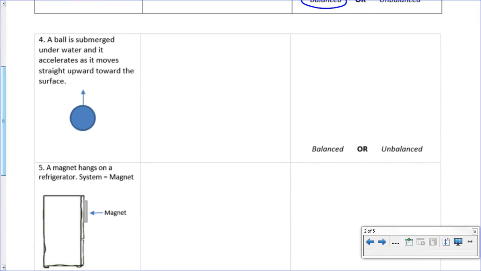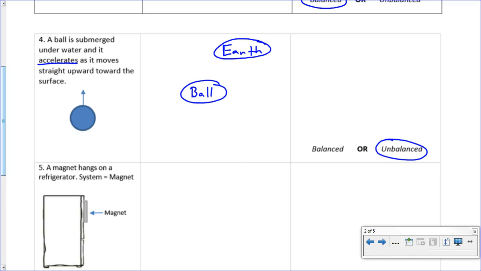This next one, it says a ball is submerged underwater and it accelerates as it moves straight upward toward the surface. So this one says it's accelerating. Accelerating means its velocity is changing. That means that the forces are unbalanced on this one, so something to think about. We've got a ball. That's our object of interest. Then we've got the Earth. That's a gravitational interaction. And then we have the water. This one doesn't come up all that often, but this is a buoyant interaction.